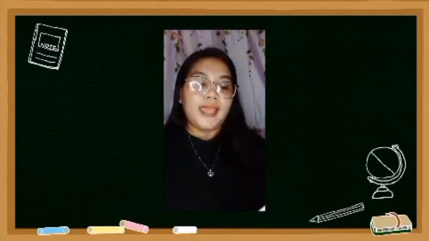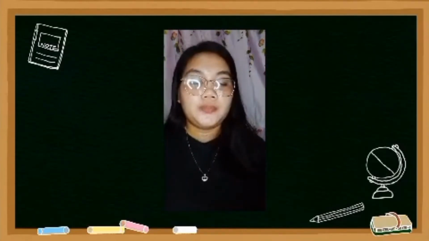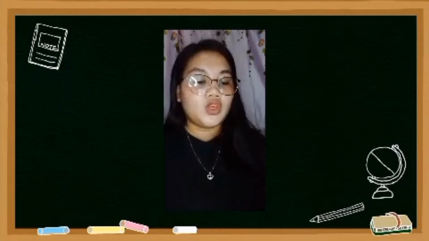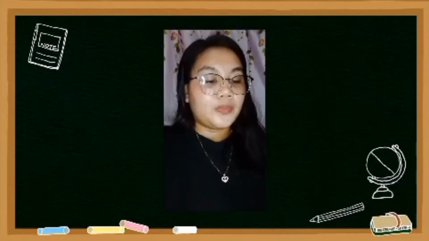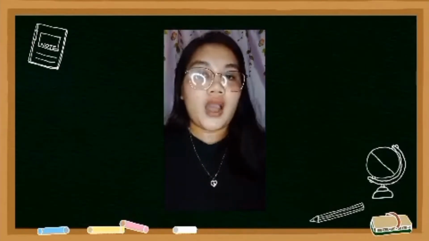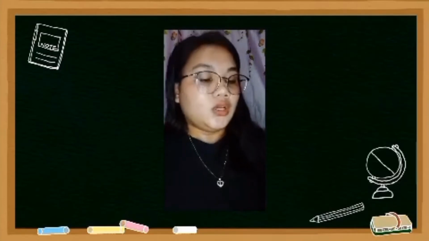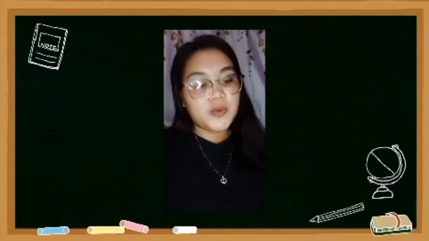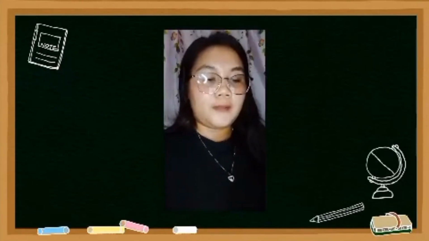ENIAC. ENIAC stands for Electronic Numerical Integrator and Computer. It was the first electronic general-purpose computer. Completed in 1946, developed by John Presper Eckert and John Mauchly. UNIVAC 1. The UNIVAC 1, the Universal Automatic Computer 1, was the first commercial computer, designed by John Presper Eckert and John Mauchly.